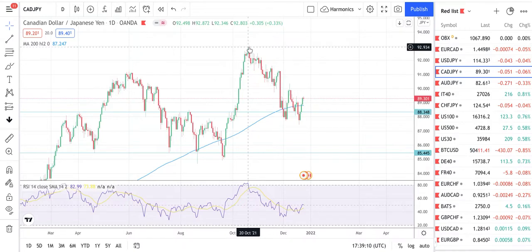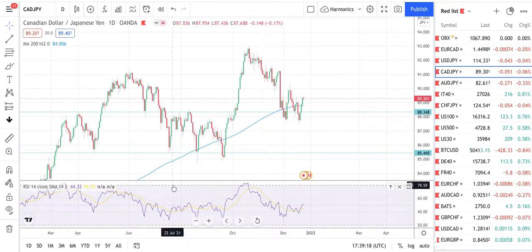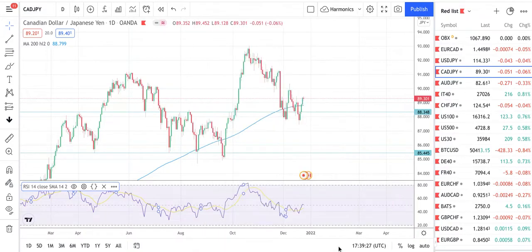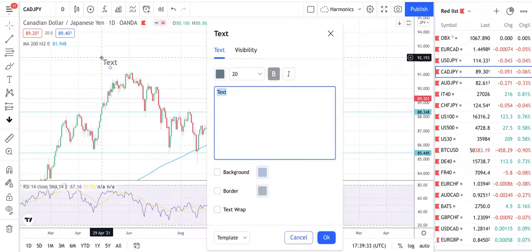The second indicator we're going to use is the normal RSI, but with one change. Instead of the regular normal 70 and 30, what we want to put is the 80 as the upper band and 20 as the lower band for oversold and overbought condition.